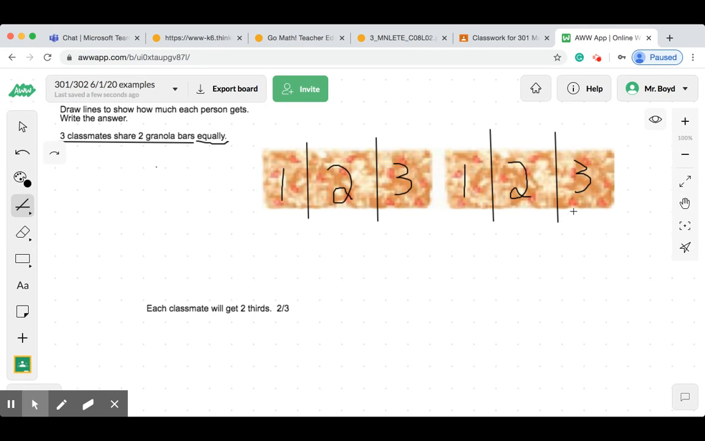1/3 from the second granola bar. Again, I know it's thirds because it's broken into 3 equal parts. And if you have 1/3 and another third, you will have 2/3. So each classmate will get 2/3.